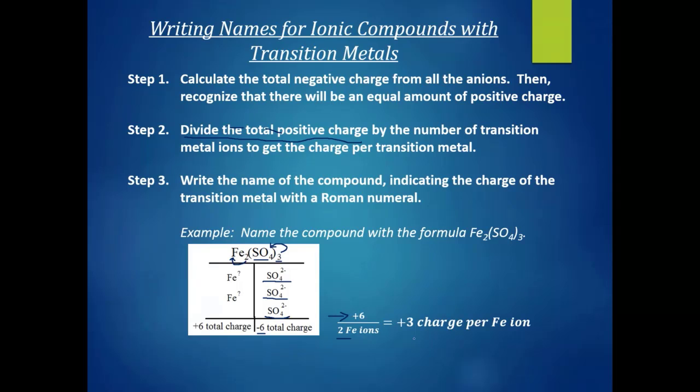Cool. So the name of the compound then would be called iron Roman numeral 3 sulfate, because the Roman numeral tells you the charge of the transition metal. Not how many there are, it tells you the charge of the transition metal.